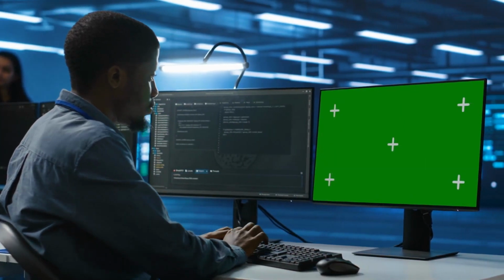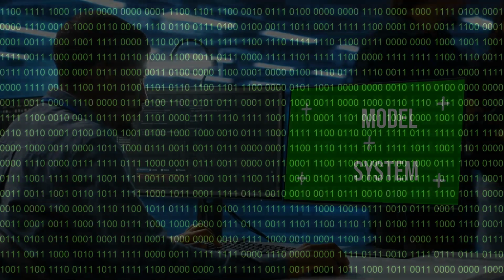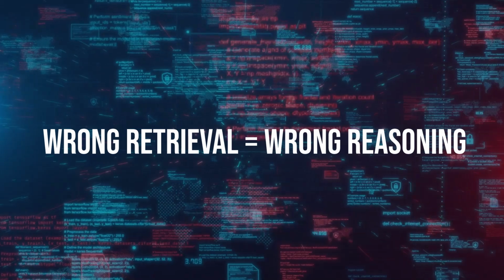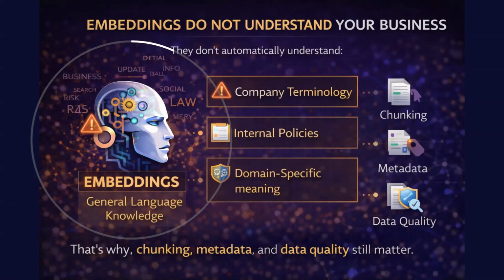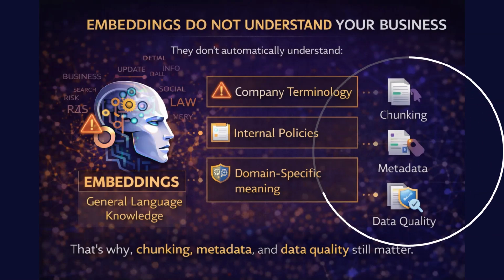Many engineers think if my model is powerful, my system will work. But in production, embedding quality often matters more than the model size. Because the model only reasons over what retrieval gives it. Wrong retrieval, wrong reasoning. Embeddings do not understand your business. This part is really important. Embeddings are trained on general language. They don't automatically understand your company terminology, internal policies, domain specific meaning. That's why chunking, metadata, and data quality still matter.